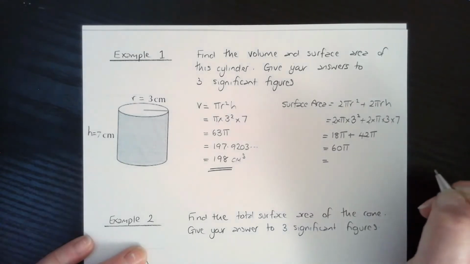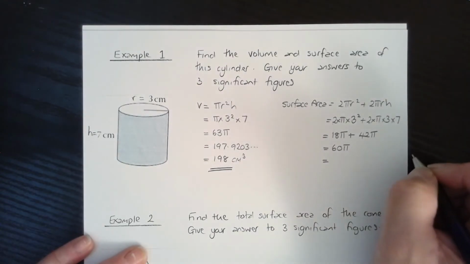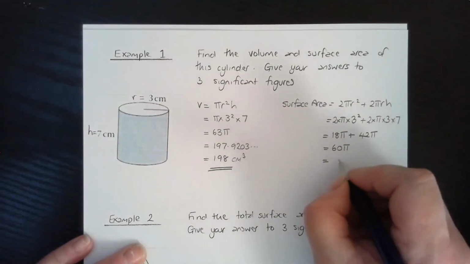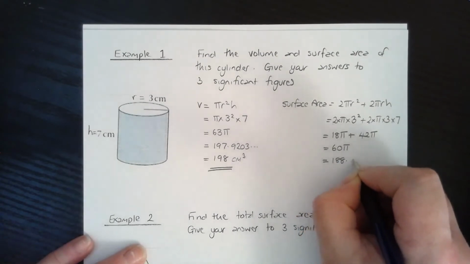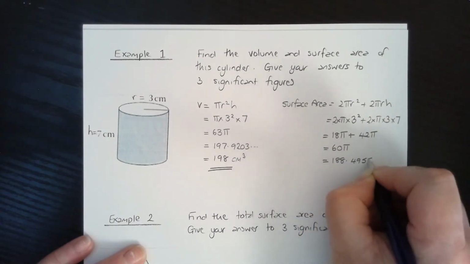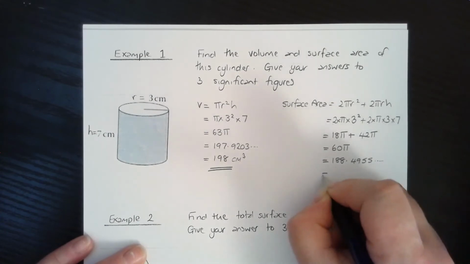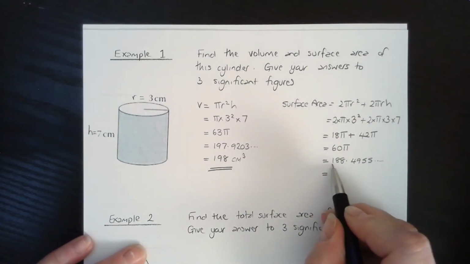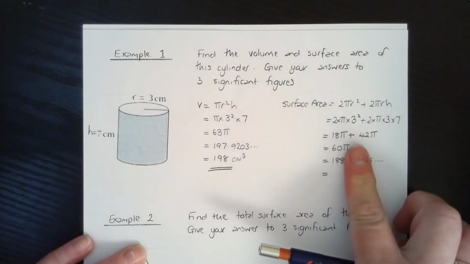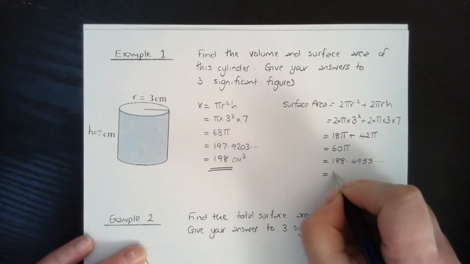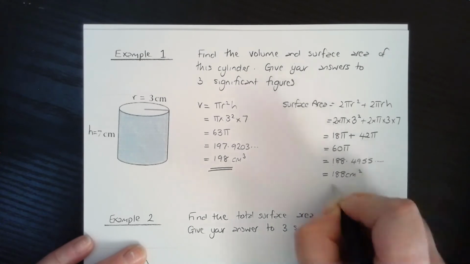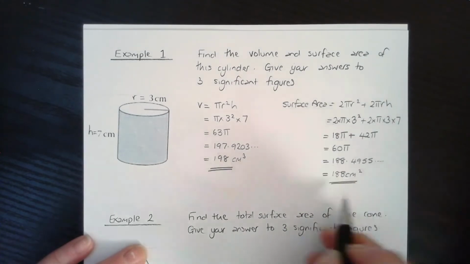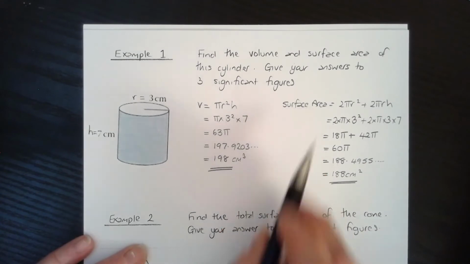And then only at the end do we need to put that in our calculator and choose to round. So 60 pi in our calculator would be 188.4955 which, when rounded to 3 significant figures, 1, 2, 3, rounds to 188. And it's an area, so it's square centimetres. Think about what you're finding. Make sure you get the right units.